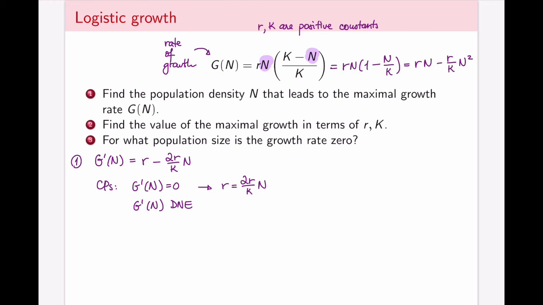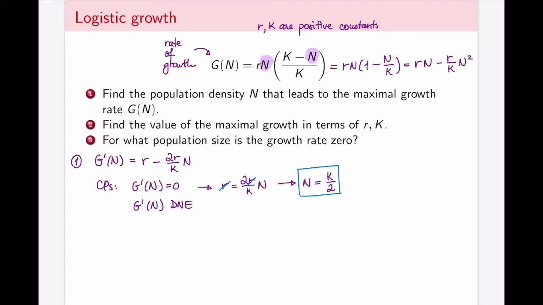I can then divide both sides by r, because again, it's a positive constant, not 0, so I'm not doing anything illegal. And once I've done that, I can isolate n by dividing both sides by 2 over k, and that will involve flipping it on the left-hand side. So I'm going to end up with n being equal to k over 2. Don't just take my word for it, actually go through the algebra to make sure that you get this expression.